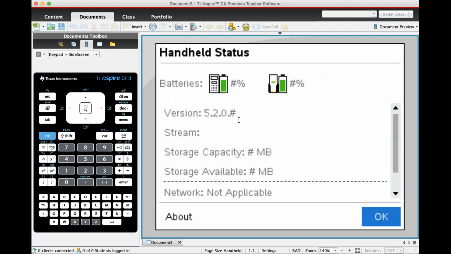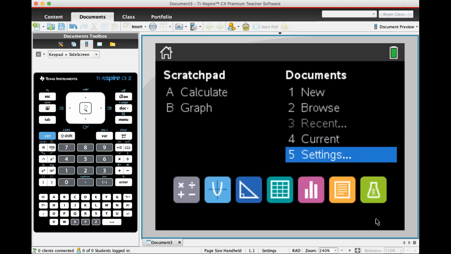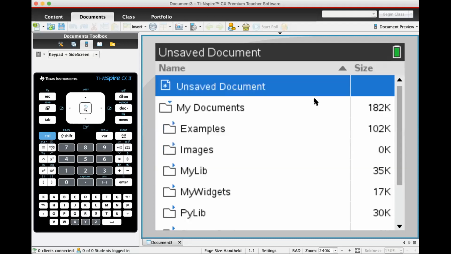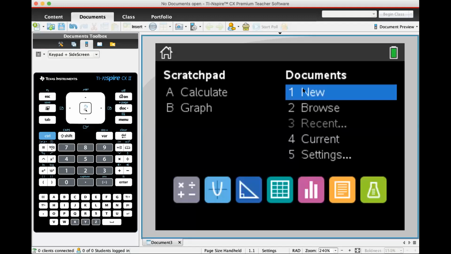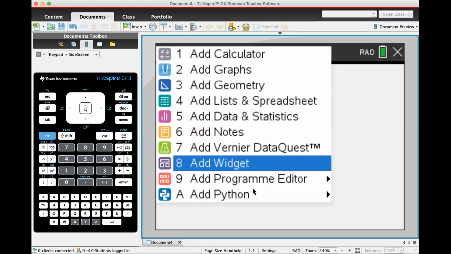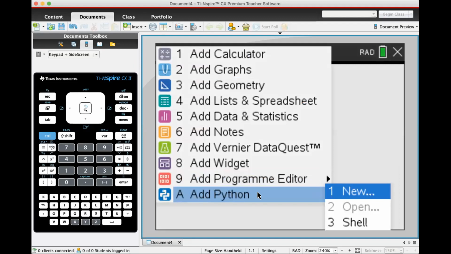And some other day, perhaps not today, we'll talk about how to update that, because it will require making sure that software is there, link cable is there, and how to upgrade that. That can be dealt with some other day. But this is just to make sure that you have 5.2, because you might ask how Mr. Paul Raj has that number 9 option, which is add Python. Python is just introduced in the new operating system.